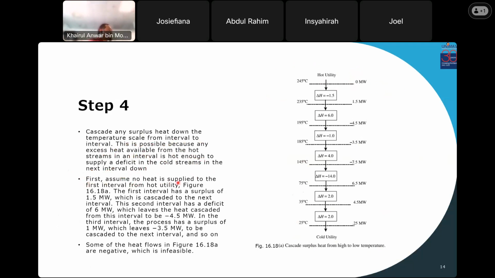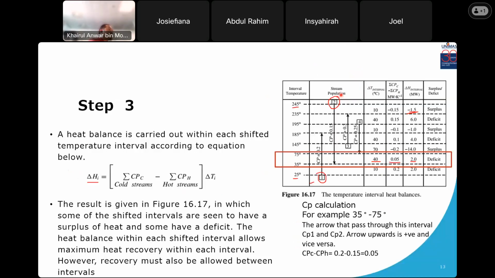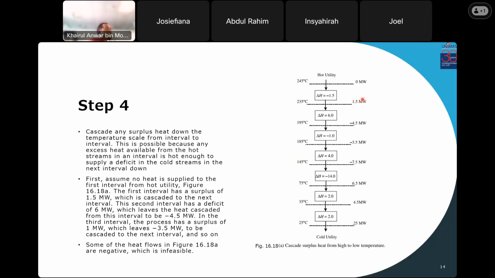First, assume no heat is applied to the first interval from the hot utility. In Figure 16.18a, the first interval has a surplus of 1.5 megawatt. How do they get the 1.5 megawatt? It is 0 minus negative 1.5. So delta H here refers back to the delta H interval column. Then so on: 1.5 minus 6 is negative 4.5, until negative 2.5. This one is 2.5.